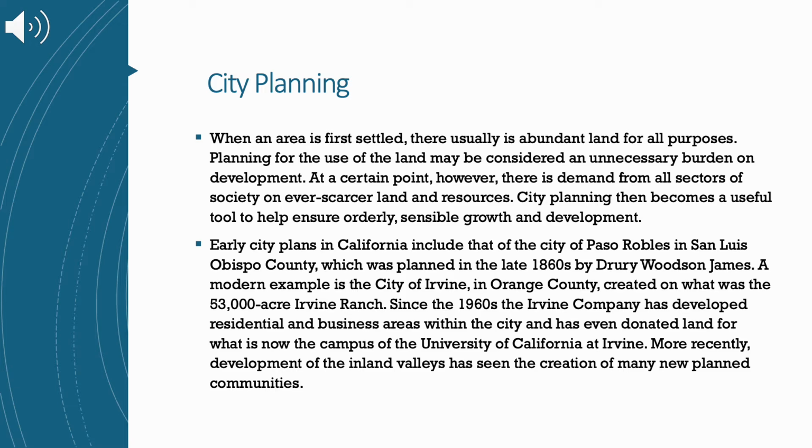Early city plans in California include that of the city of Paso Robles in San Luis Obispo County, which was planned in the late 1860s by Drury Woodson James. A modern example is the city of Irvine, in Orange County, created on what was the 53,000-acre Irvine Ranch.